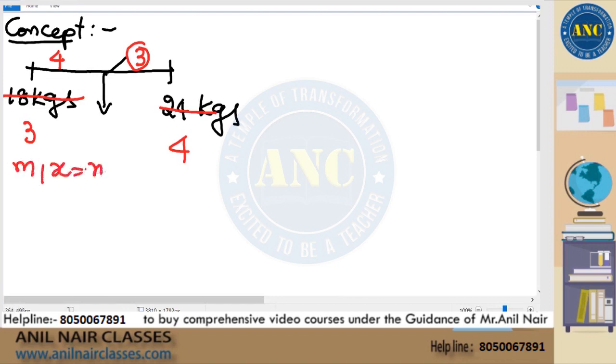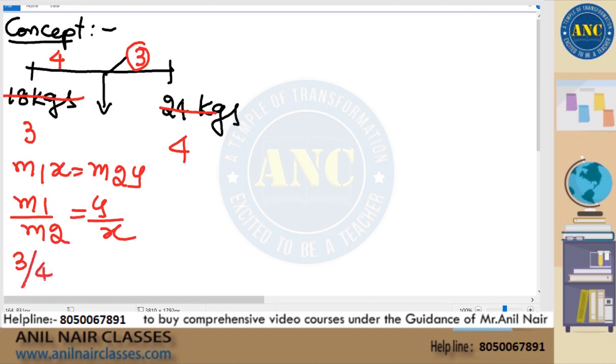M1x is nothing but M2y. So m1 by m2 is nothing but y by x. 18 by 24 is 3 by 4, which is y by x. So y is 3 and x is 4. I hope the concept is clear. 18 plus 24 is 42, and the M value is 4.